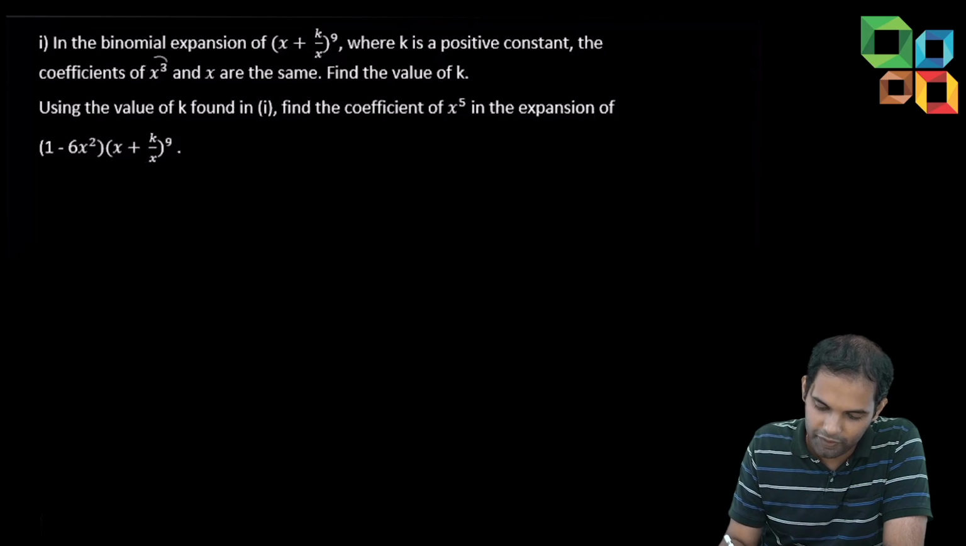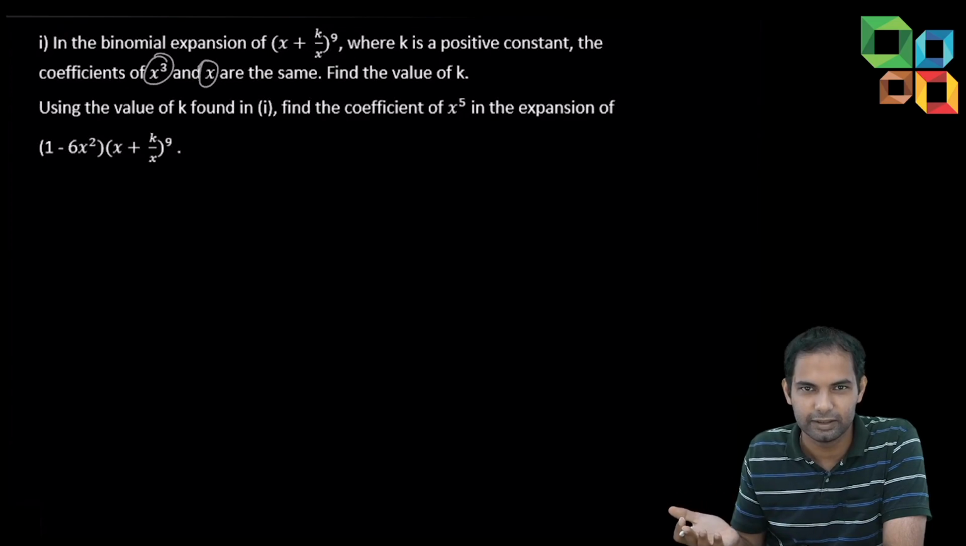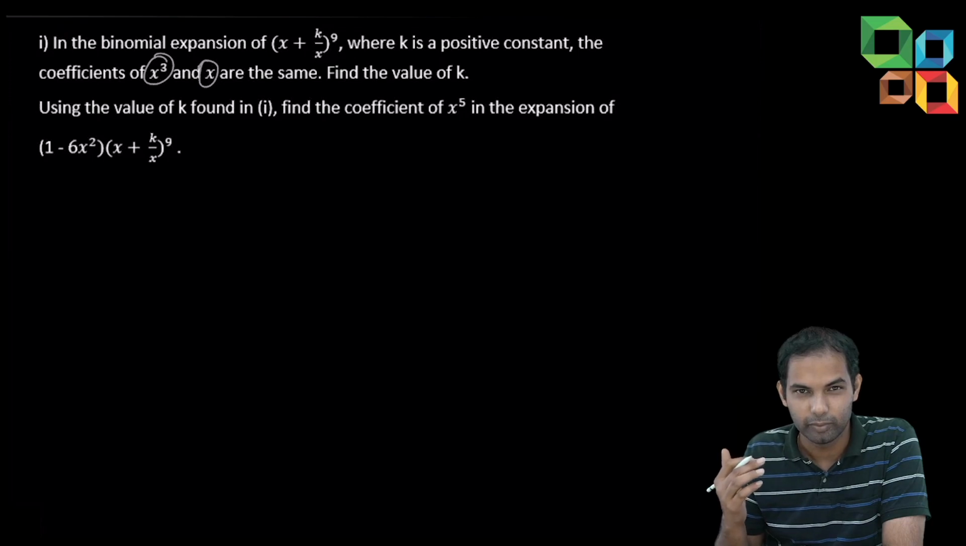So the coefficients of x cube and x are the same. What should we do? Let us try to write the general term. From that, we'll try to figure out the coefficient of x cube and x. Or you can write the initial terms if you like. But the problem is, whenever there's a variable in the denominator, you might miss some terms.